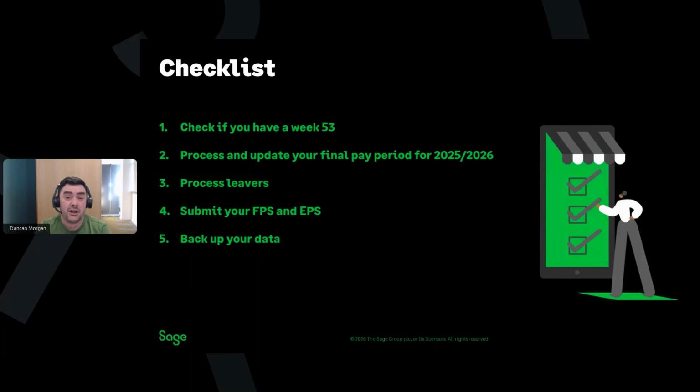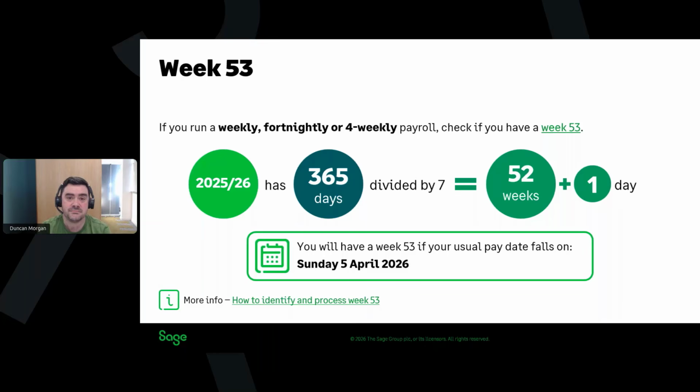So we're going to take a look at some slides and also do some demonstrations for this section of the webinar. And let's kick off with week 53. Now, first of all, let's explain how a week 53 comes about. So it only applies to weekly, fortnightly, and 4-weekly payrolls. And the reason there is sometimes a week 53 is that the number of days in a year doesn't divide into a neat number of weeks.